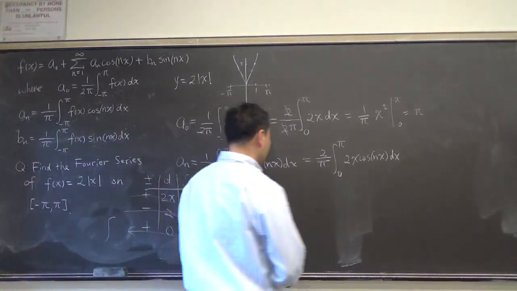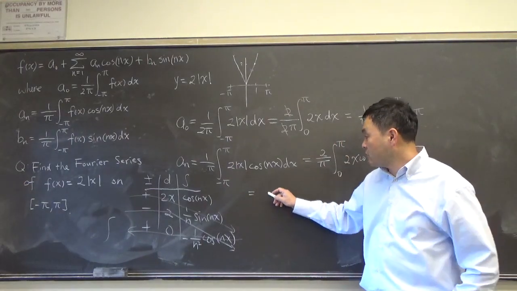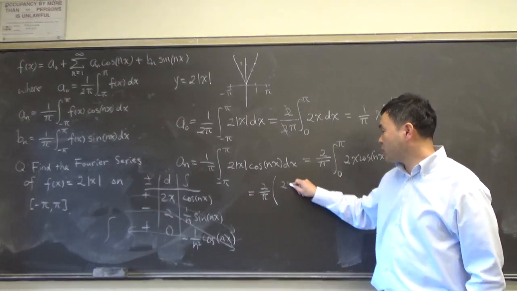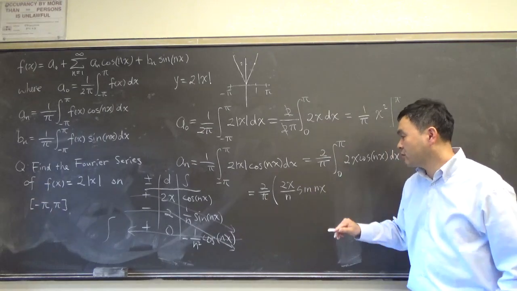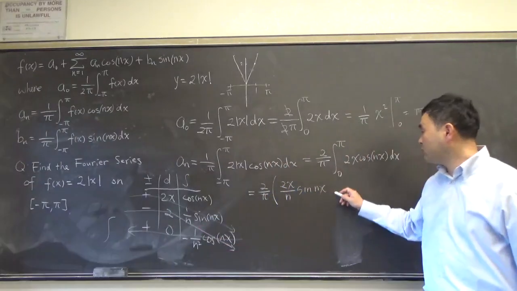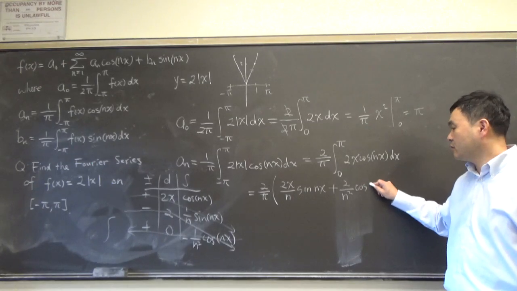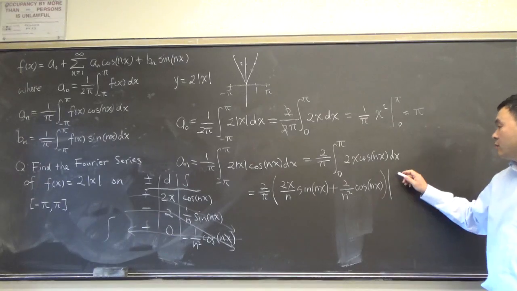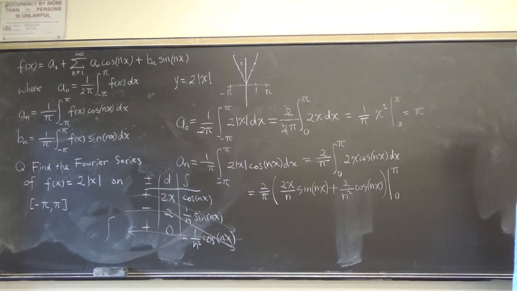You don't need it. So the result is you get 2 over pi times 2x over n sine nx, and then minus times minus is positive, so plus 2 over n squared cosine nx, and then you plug in pi and 0, okay?